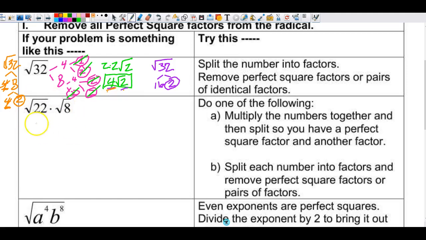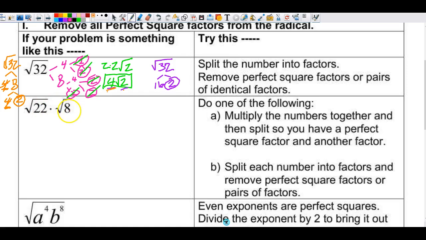It says if we have 2 square roots that are multiplied together, you've got a couple of options of what you could do. It says that we could multiply the numbers together and then split so you have a perfect square factor and another factor, or split each number into factors and remove perfect square factors or pairs of factors. Basically, here's what we can do. We can multiply everything underneath the 2 square roots together, and that's totally legal. But then I know I'm going to have to simplify.